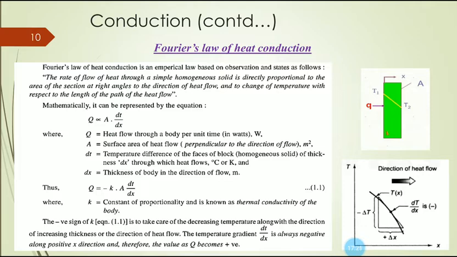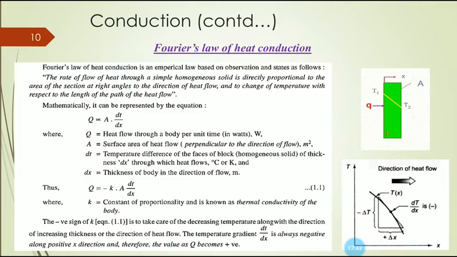So the mathematical representation is like that: Q proportional to A multiplied by dt/dx. So what is this Q? It is the heat flow through the simple homogeneous body per unit time, and the unit is capital W, that is watt. Now capital A is the surface area of the heat flow. The unit is meter square.